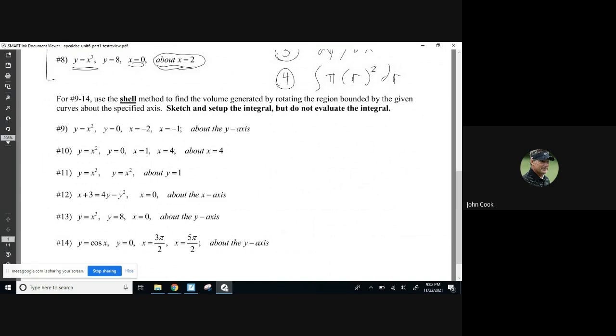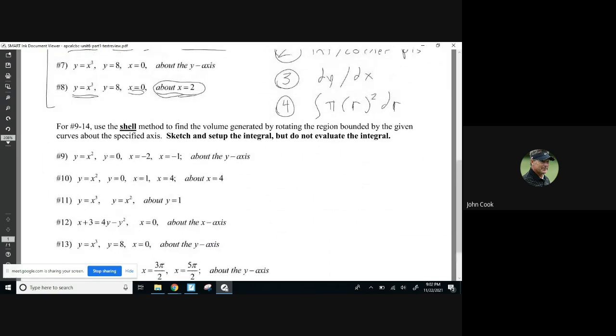For this one, it starts off the same way: graph it out. Then after that, find the intersection points or the corner points. And again, use your calculator. Use solving to find the intersection points. Third step, determine if it's going to be dy or dx. And then fourth step, plug it into the formula.